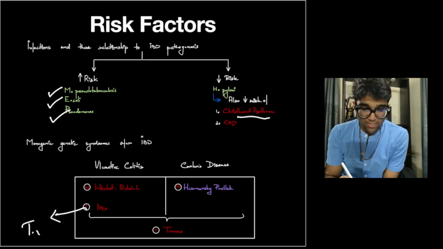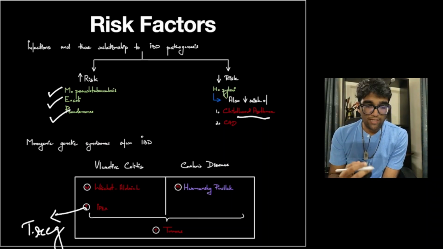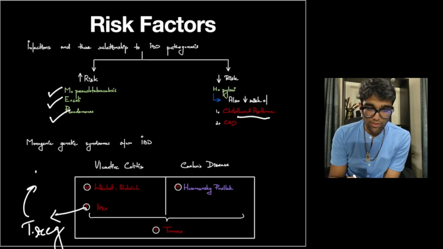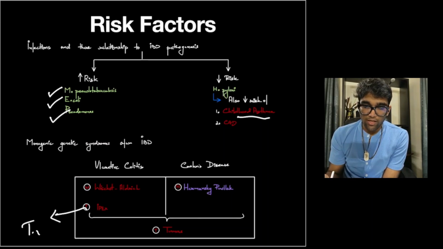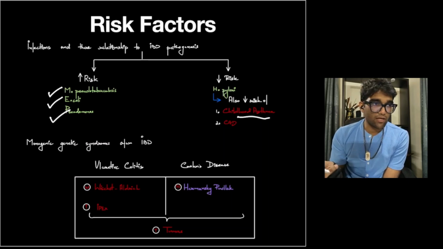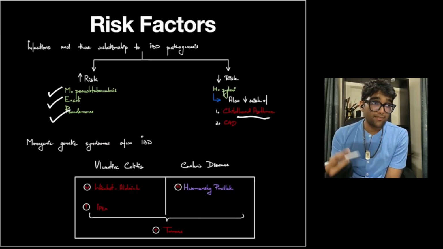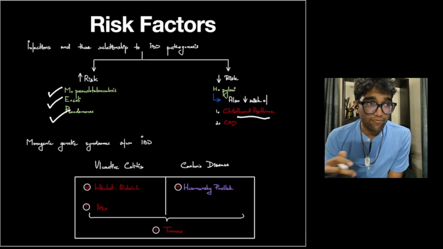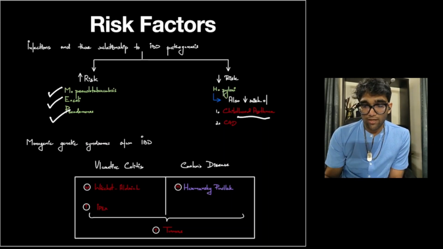So IPEX is a specific problem with development of T regulatory cells, and we've discussed how T regulatory cells are important for production of interleukin 10 and maintenance of oral tolerance. So there is a reduction in oral tolerance, and there's therefore secondary ulcerative colitis. Hermansky-Pudlak and Turner's I will discuss specifically when we discuss defects in innate immune functioning at a later date.